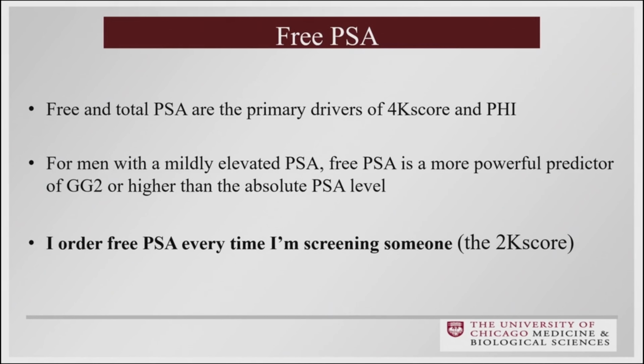So they're the main drivers of a couple of the other secondary biomarkers. There's the 4K score, which you've probably heard of. I don't routinely recommend it. The main power of the 4K score is the 2K score. The free and total PSA, you get it really quickly. It's cheap and easy. You don't have to send it out. So that's what I do.